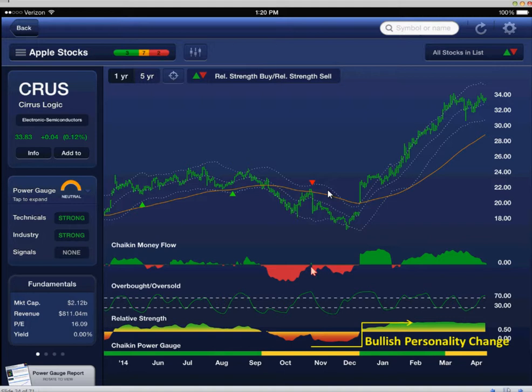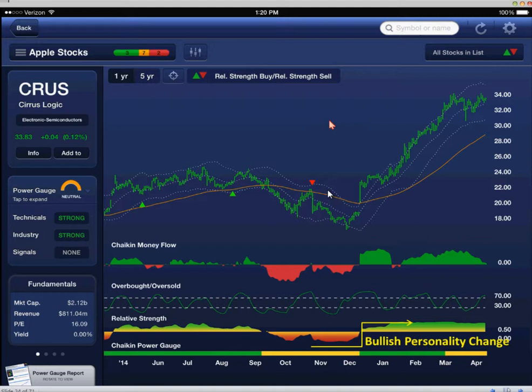We got some buy signals. Then it started underperforming the market. You see the institutions selling, negative Chaikin money flow. A relative strength sell signal at about 22 on the way to 17. And then the institutions changed on a dime. They turned bullish on Cirrus. There was a positive earnings report. The stock spiked up to 22. Bullish personality change.